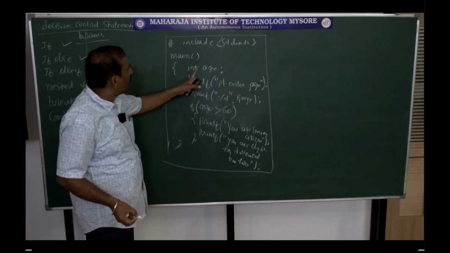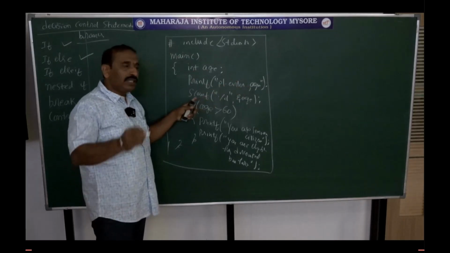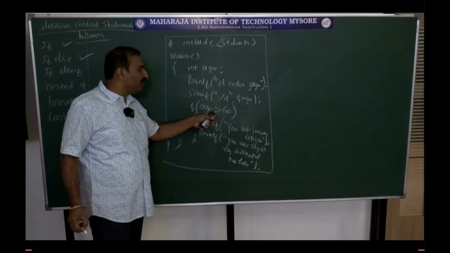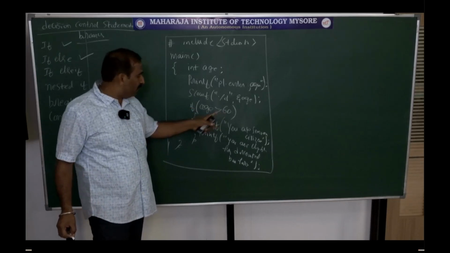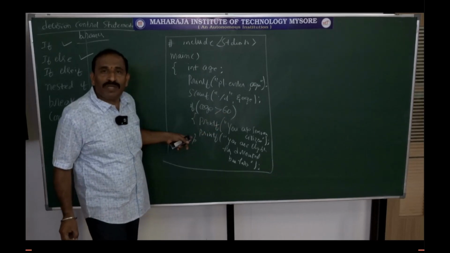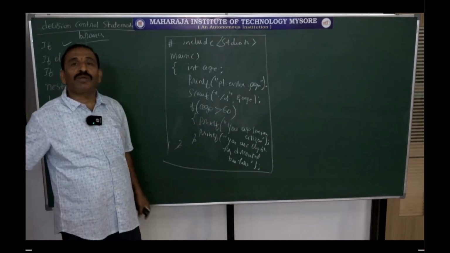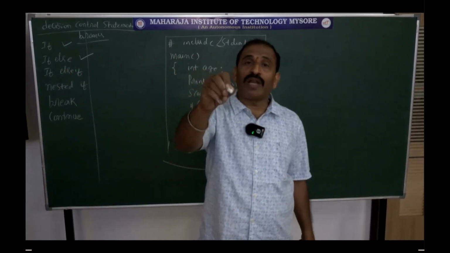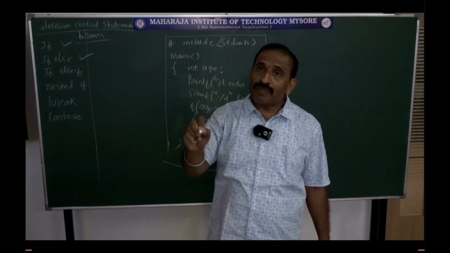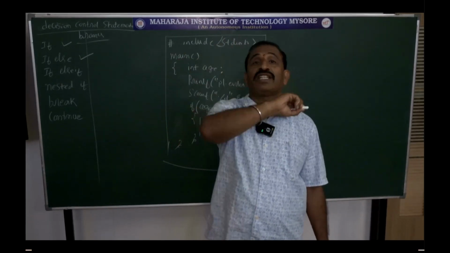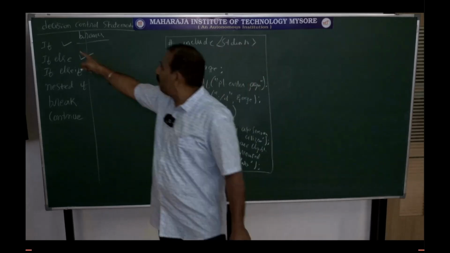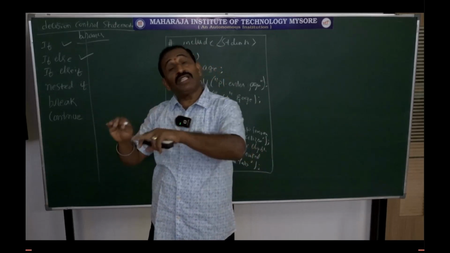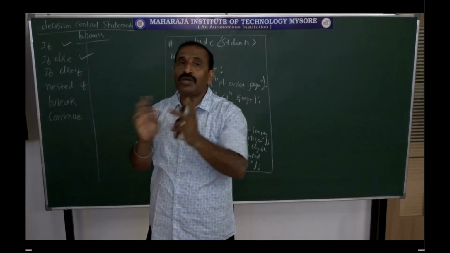In this case, let us see: int age, printf, enter the age. You will be reading this. Age is 23. Is 23 greater than 60? No. Then this will not be executed. What will be executed? It comes out of the program. No message is displayed because you have not told the program what to do if the condition is not satisfied. If only tells what to do if this condition is true. If the condition is not true, what to do? You have not mentioned it.